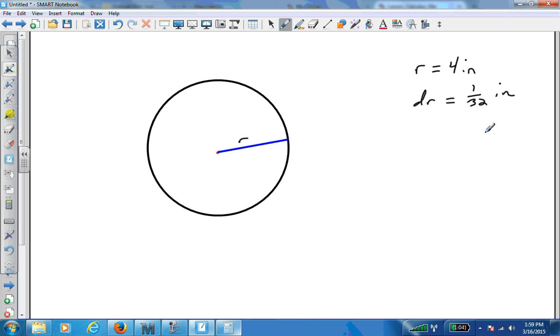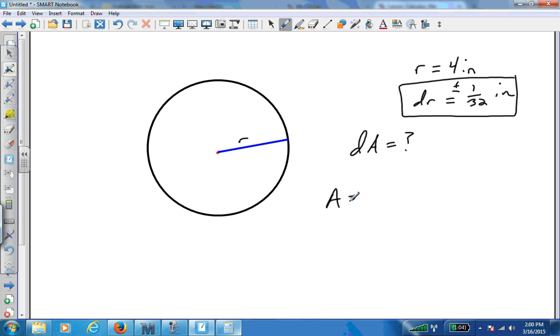So let's see how much error that's going to give us when we calculate the area. Basically, if it's not exactly 4 inches, if it's within a 32nd of an inch, how much variation can we have in our area? We can figure out exactly what our area would be if that's the exact radius. But when we measure things, we may not get exactly the correct answer. So if we're within this tolerance, then how much tolerance does that give us in the area?